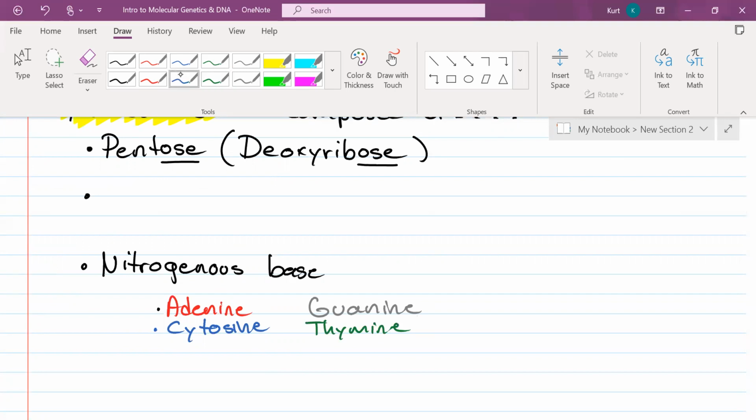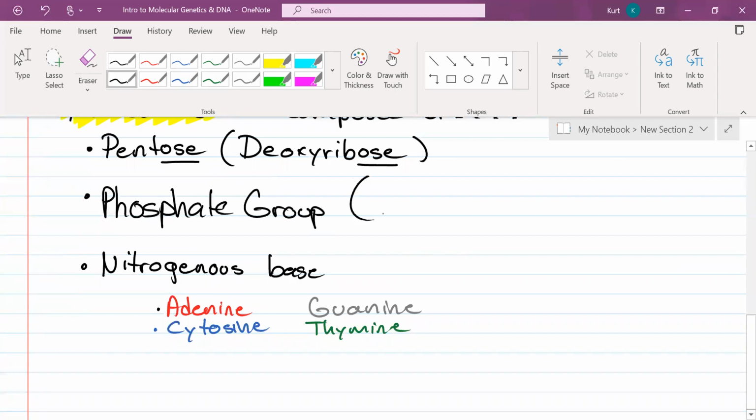And what's the one in the middle here? What are we missing? Pentose sugar, nitrogenous base, and the third part: a phosphate group. Phosphate is PO4 with a -3 charge, in case you forgot that from chem.